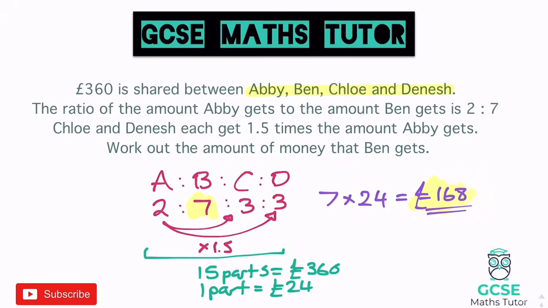And again, we could work out how much they all get. Abby gets 2 of them. So 2 lots of 24 is 48. And then Chloe and Dinesh both get 3 parts, and 3 times 24 is 72. So we could do that. And then again, you could add them all up and check that they equal 360. But again, we're going to try and minimise the amount of working out we do here. So just straight away getting the amount that Ben gets.